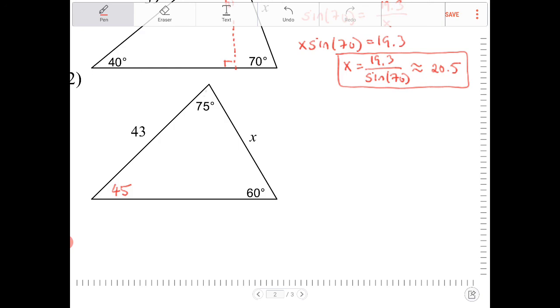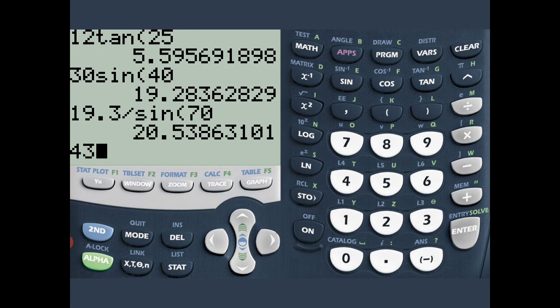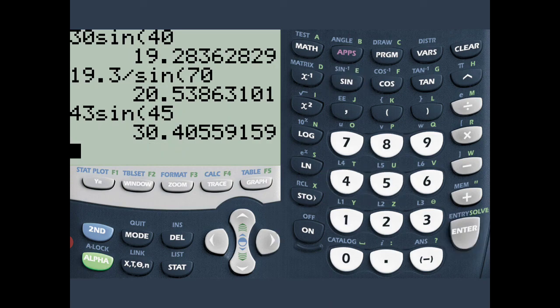All right. So again, I'm going to draw a line right down. Not down the middle, but forming an altitude, calling this h. So sine of 45 will equal h over 43. Multiply both sides by 43, I end up with h is equal to 43 sine 45. H will therefore equal 30.4.